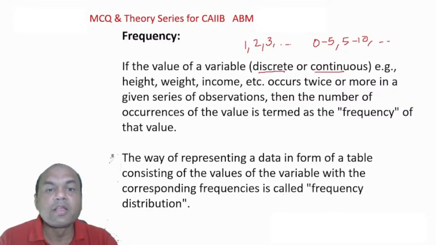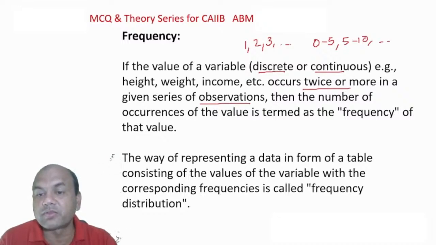So if the value of the variable, discrete or continuous, for example height, weight, income, occurs twice or more in a given series of observations, then the number of occurrences of the value is termed as frequency. So this is an important definition from exam point of view. In exam, this word twice or more will be important for you. Anything which appears twice or more will be called as frequency.